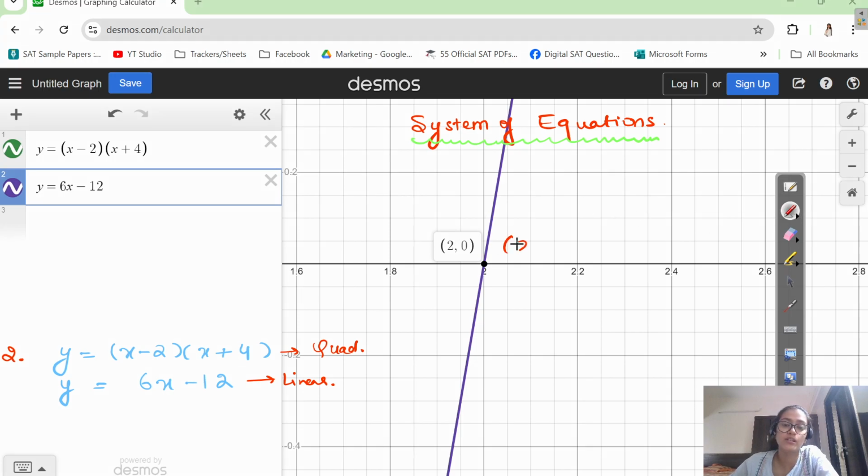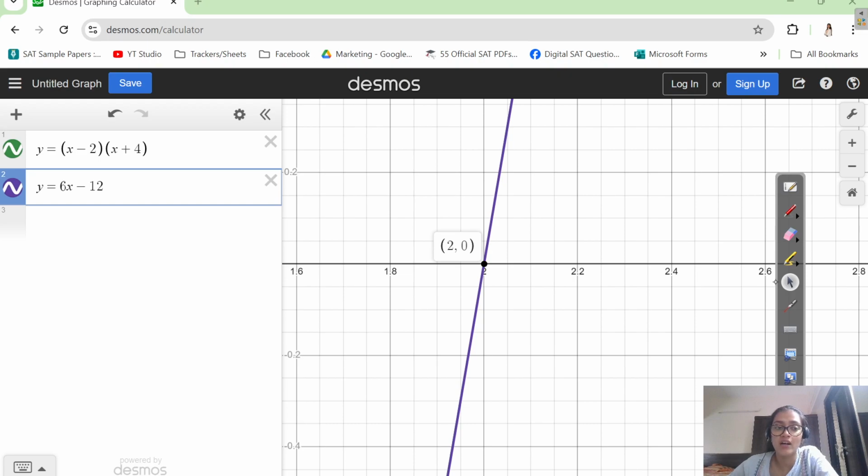2 comma 0 is the solution, and just to be 100% sure, just plug this point in both the equations. So obviously 2 comma 0 will satisfy the first equation because 2 is one of the roots, and put it in the second equation as well. So 6 times 2 minus 12, so that is 12 minus 12, which will be 0. So yes, 2 comma 0 satisfies this system of equations.